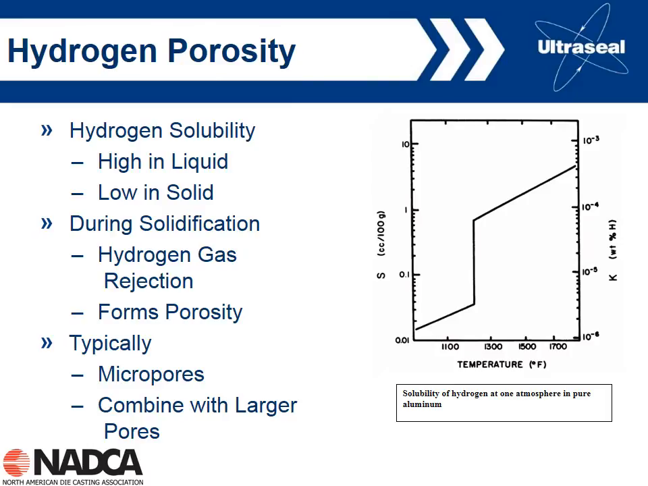And so what happens is that as you're melting, the aluminum reacts with water that's in the air and from other sources too, and the oxygen from the water will react with the aluminum, produce aluminum oxide, and you get free hydrogen that dissolves in the aluminum. And so during the solidification, the hydrogen gas becomes rejected because it can't be dissolved in the solid, and it precipitates out as porosity. Typically, it either has micropores or will combine with a larger pore present in the casting.